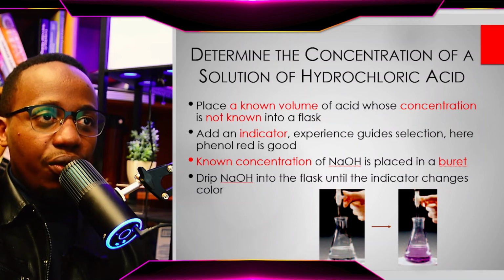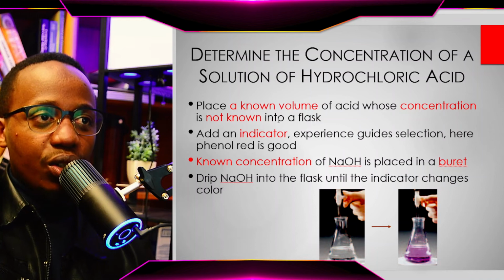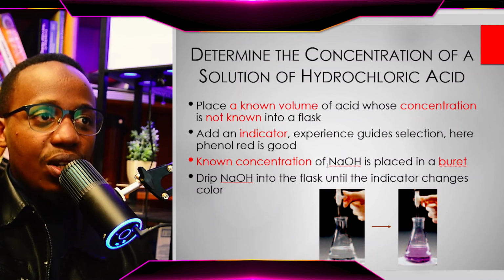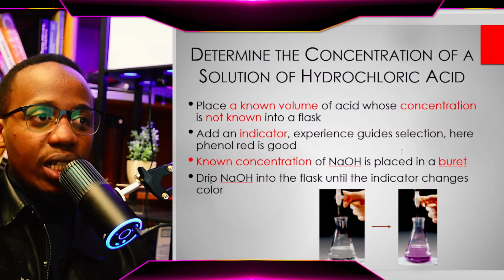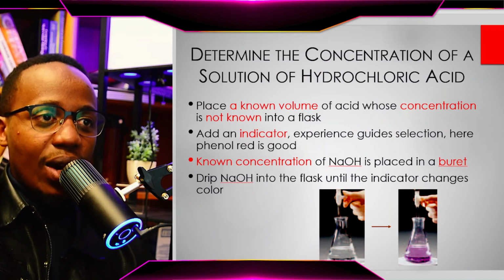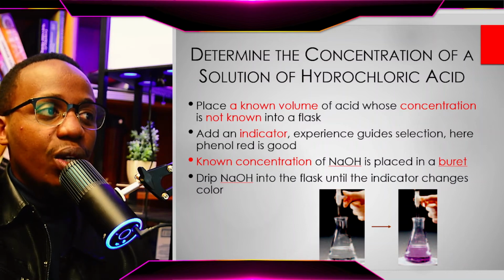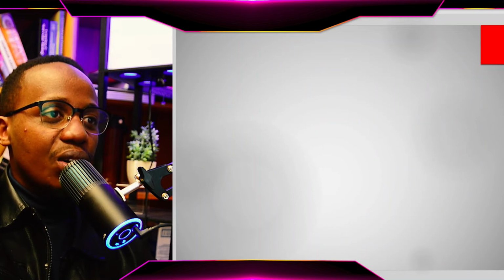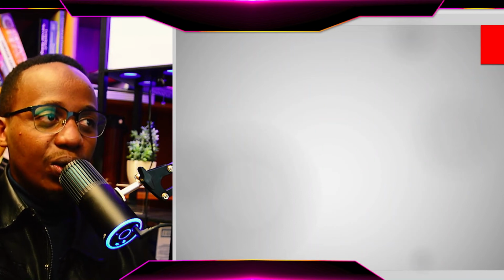So you place a known volume of acid. The volume is known, but the concentration is not known. Then you add an indicator, and then you use a known concentration of NaOH in a burette. So now you know how a burette looks, and then you add NaOH. So that's the titration part. Why is titration important?